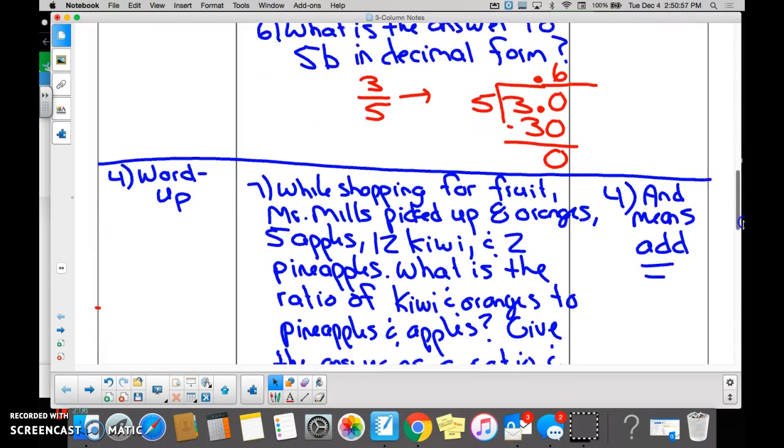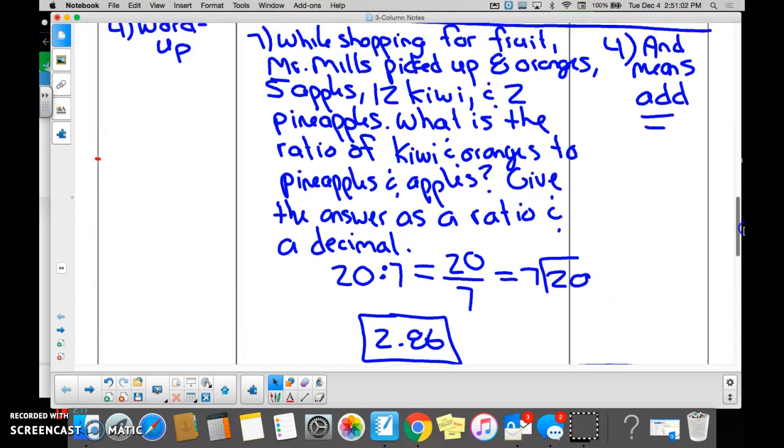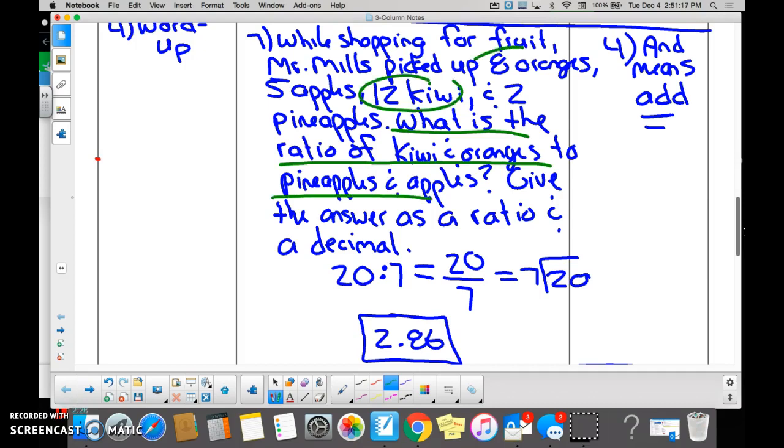And then the last one we did was a word problem. Mr. Mills was shopping for some fruit. What does the word "and" mean? Add. So we want to know the ratio of kiwi and oranges to pineapples and apples. 12 kiwis and 8 oranges give us how many total of those? 20. And then 2 pineapples and 5 apples give us how many of those? 7. And you can write it as 20:7, 20 to 7, or 20/7.